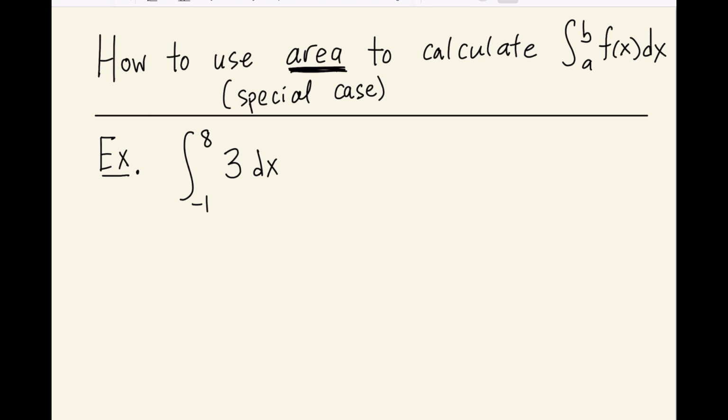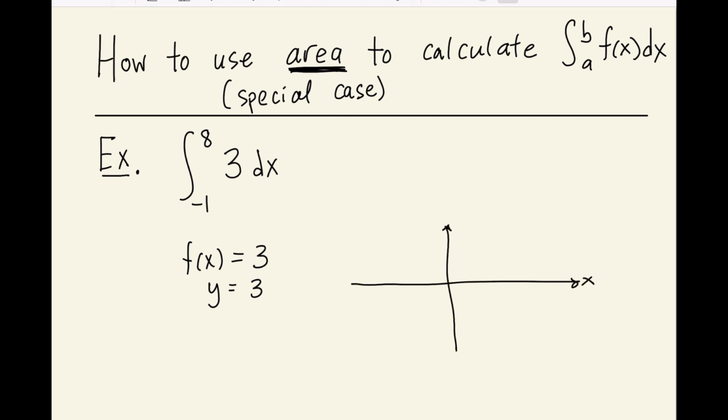So here's another example where I can use the area, and the fact that the definite integral is the net area. In this case, f of x is just equal to 3. You might usually see that written as the horizontal line y equals 3. So let me just draw my graph.